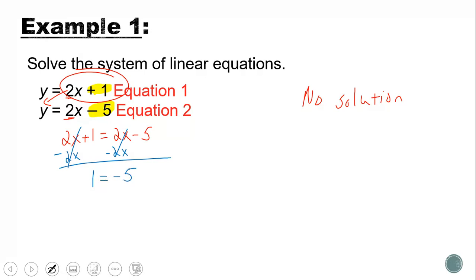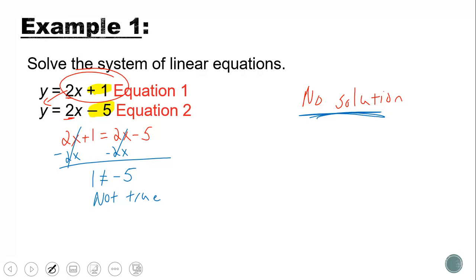Now, obviously, this is not true. This is a false statement. 1 is not equal to -5. So when you're in that situation where your variables cancel out and you're just left with that final sentence there, if you end up with something that's not true, that means that there's no solution to your equation.